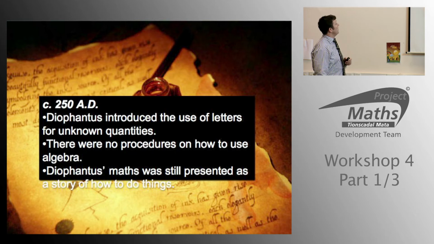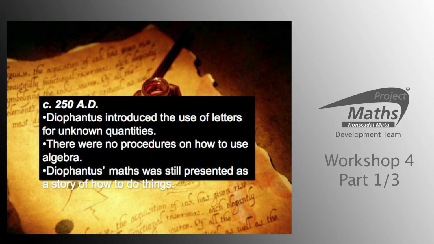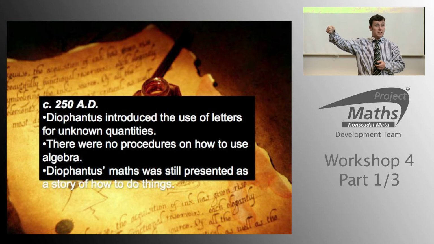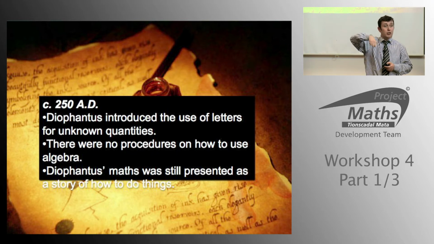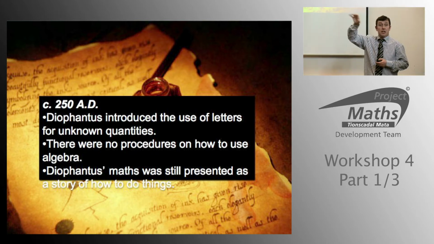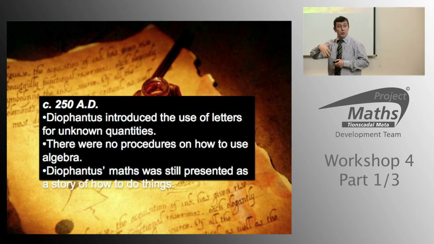Now, after that then, Diophantus introduced the use of letters for unknown quantities, but there were no procedures on how to use algebra. His maths was still presented as a story of how to do things. Now, all he was actually doing was, when you're doing a maths problem, what do you realise? You start to use the same thing over and over again. So if you're using number of people per week, what do we tend to do? Call it N or call it W, because what happens? You just get sick of writing out the same thing over again. That's all he was doing, realising he was writing out the same thing over and over again, so that's where he was using his symbol for.